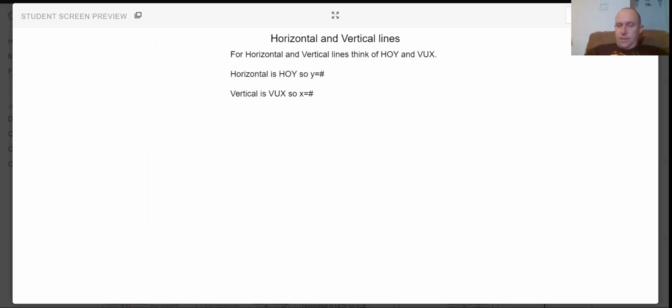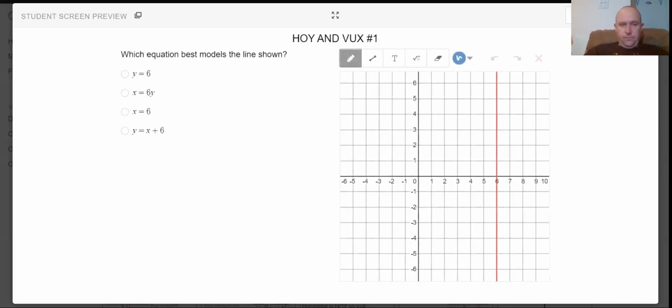So therefore, once in slope intercept, we also have the ones with just a single variable like we saw in Unit 2, our horizontal and vertical lines. And we really want to think about Hoy and Vux for those questions. Horizontal starts with an H, so does Hoy, and therefore we would look at y equals a number. If we see a vertical line, I'm thinking of Vux because of the V for vertical, and I would be using the x as x equals a number.